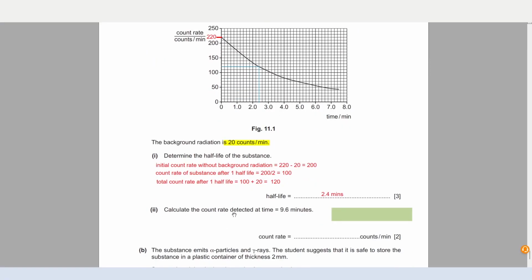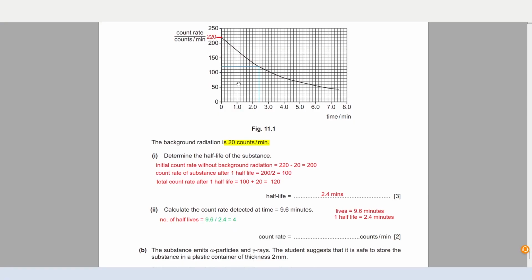Part 2 says calculate the count rate detected at time t equals 9.6. So what things are given in the question? First of all, we're given with time, which is 9.6 minutes. And we are given with the time of one half-life. So we're gonna find out how many half-lives are there, number of half-lives, which is gonna be 9.6 divided by 2.4, which will give us 4.